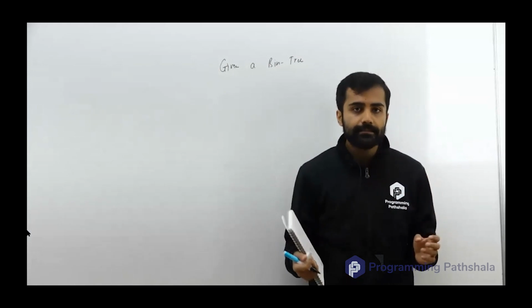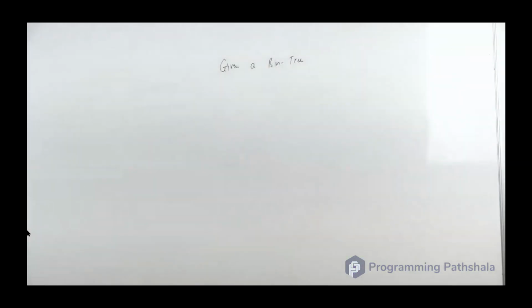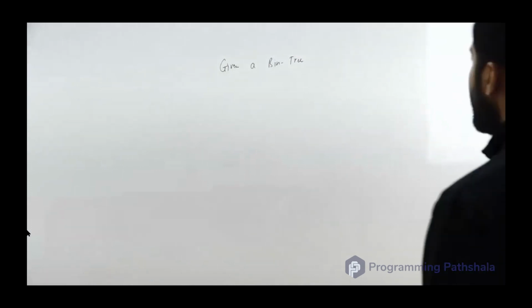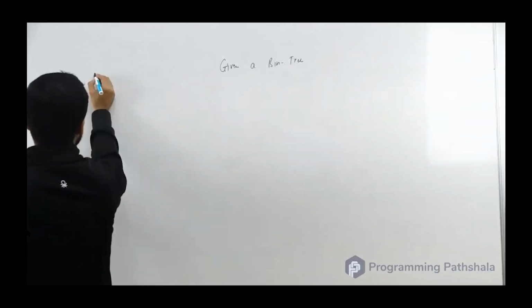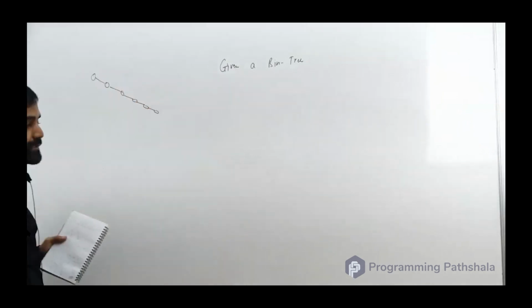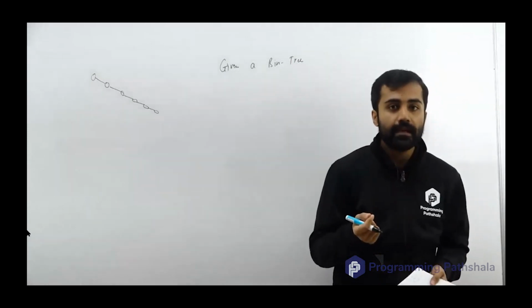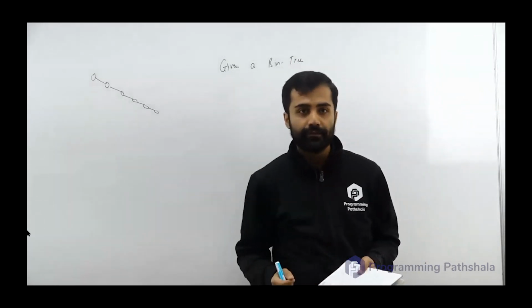What can be the maximum value of its height? Yeah, maximum value of the height will be n. And when will that happen? That will happen if all the n nodes are lying along the same line, which is the case of a skewed tree. My next question is, what will be the minimum value of height of a binary tree?